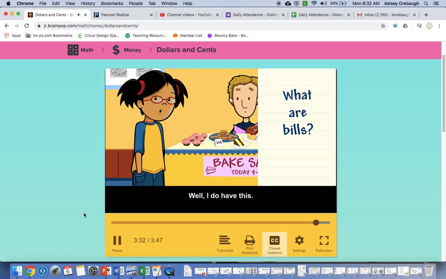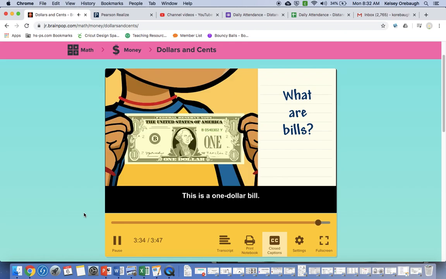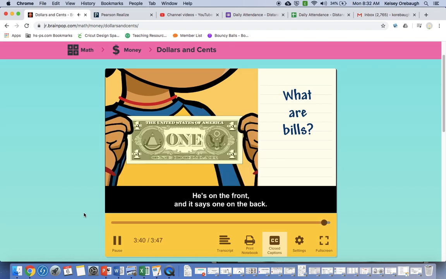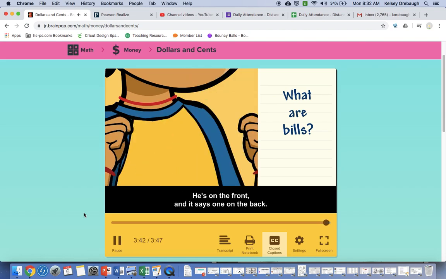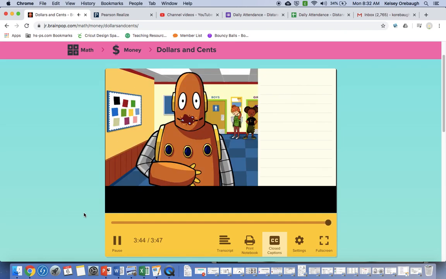Well, I do have this. This is a $1 bill. Hey, it's George Washington again. He's on the front, and it says 1 on the back. Hey!